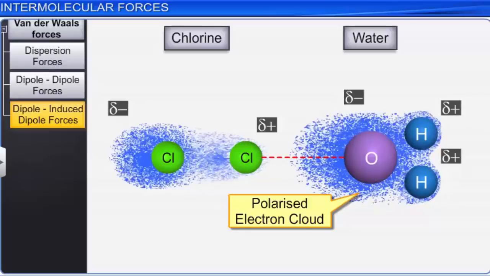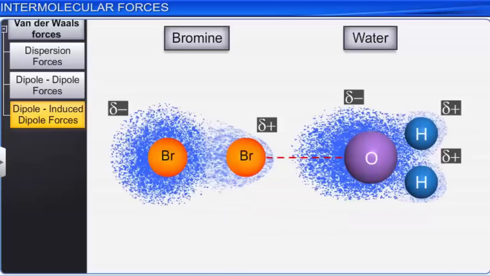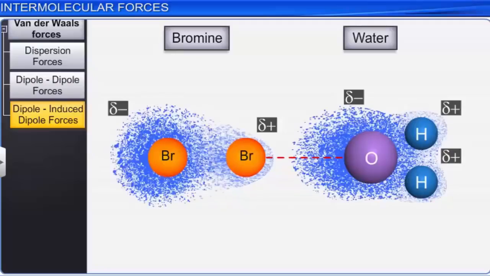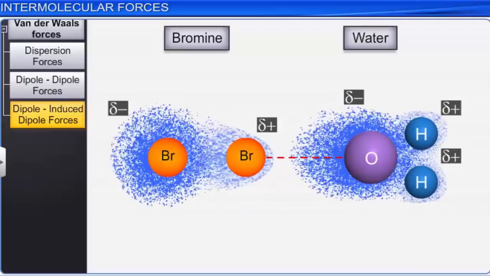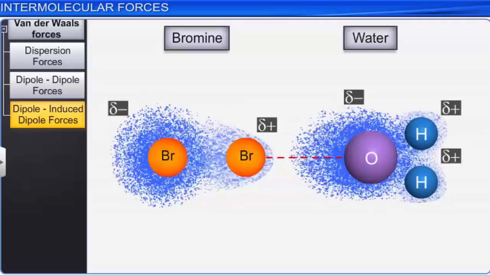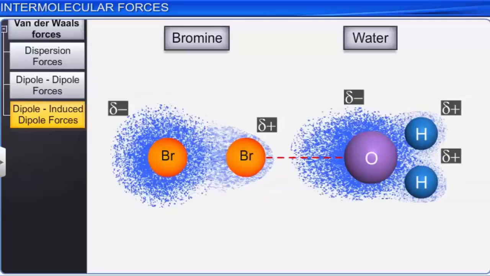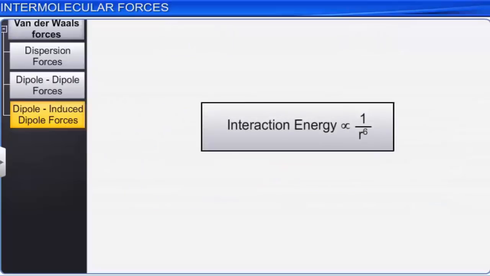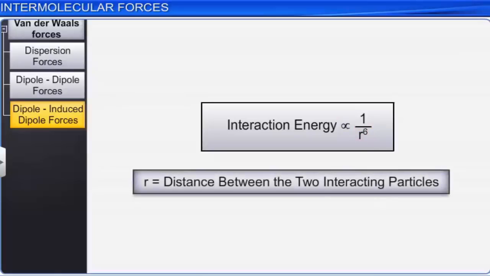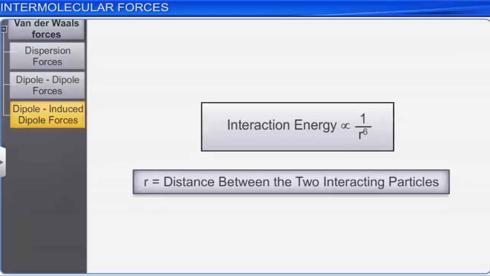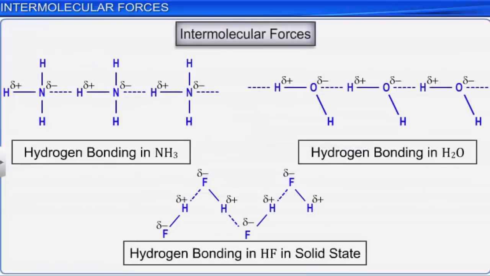The larger the size of the nonpolar molecule, the higher is the polarizability, and hence the greater is the strength of the attractive interactions. In this case also, interaction energy is inversely proportional to the sixth power of the distance between the two interacting particles. A special case of dipole-dipole interaction called hydrogen bond exists in molecules with highly polar NH, OH or HF bonds.